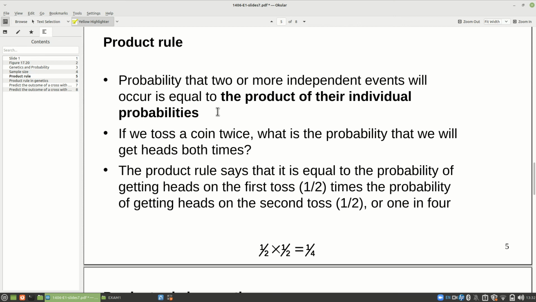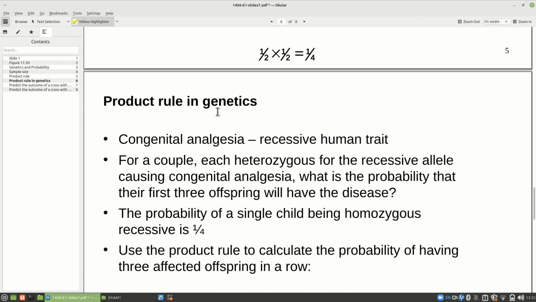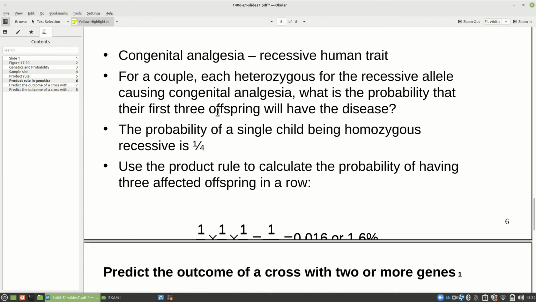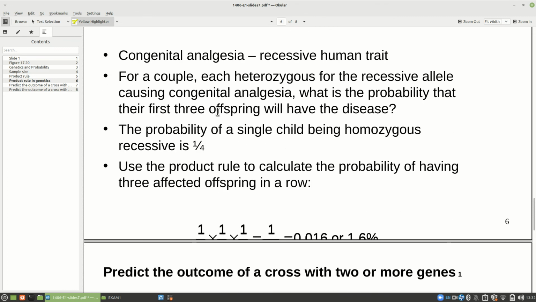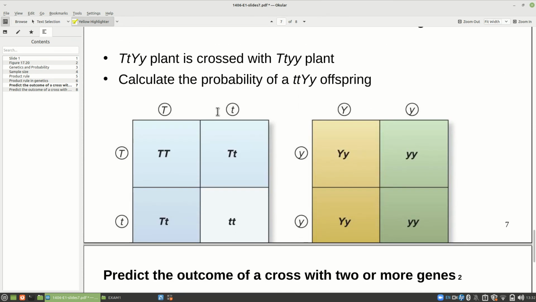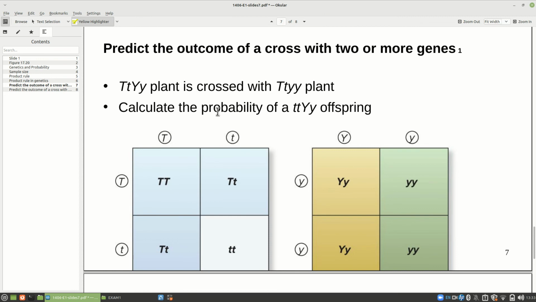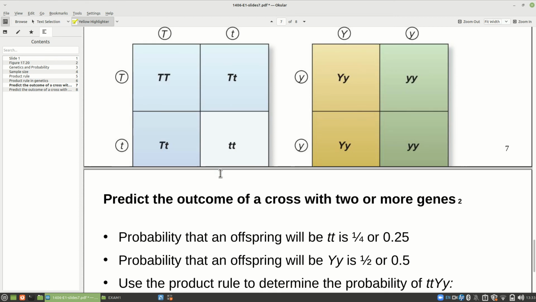We kind of know this. I will leave you to read this. If you just do the Punnett squares, you will recognize this. And you can read this one. I will leave this to you as well. Predict the outcomes. Well, calculate the probabilities. How many big T's do we have? 25%. How many little t's? 25%. Here we have 50%. That's all we're doing here.